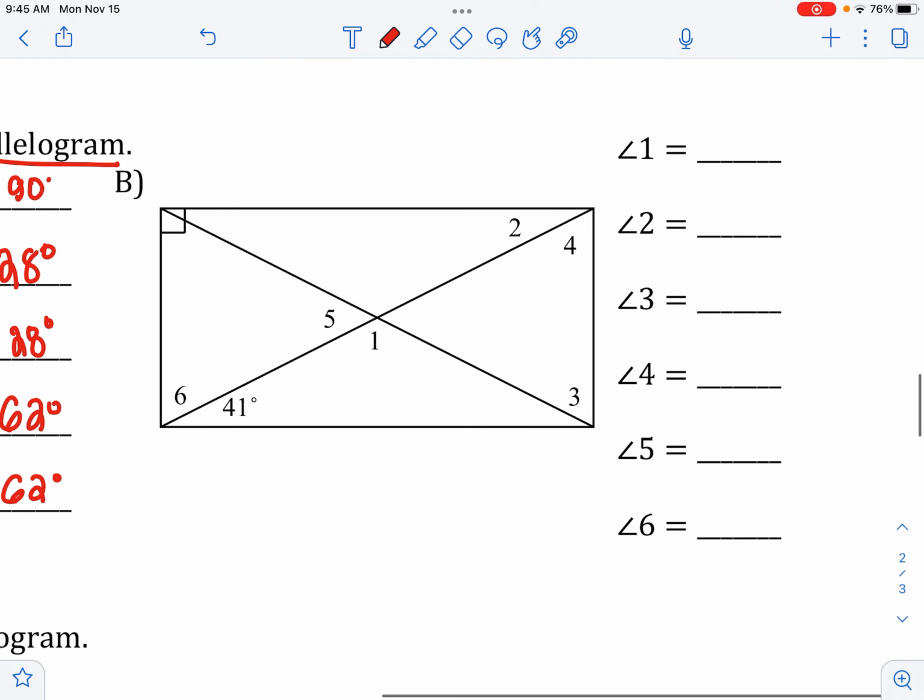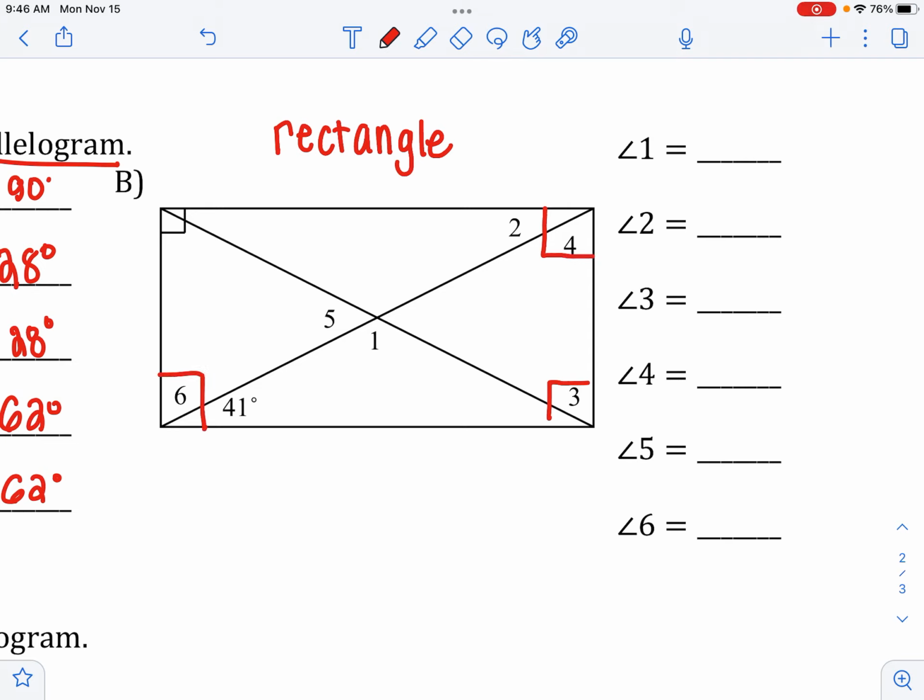Okay, next one, it's a parallelogram, but if you notice it has one right angle, that means all 4 angles are right angles, so this is a rectangle. And if you're like, wait, why? Because in a parallelogram, opposite angles are congruent, so that has to be a right angle. And same side interior angles have to be supplementary. So they have to add to 180. So they have no other choice but be 90.